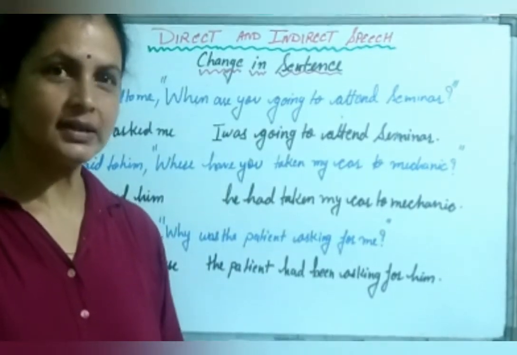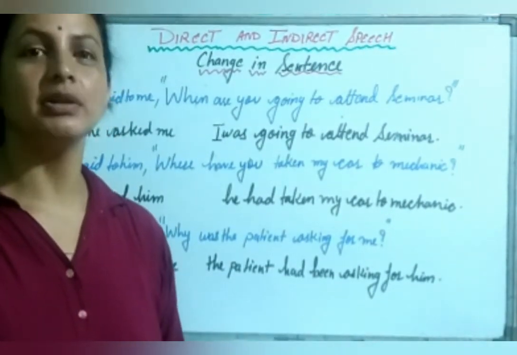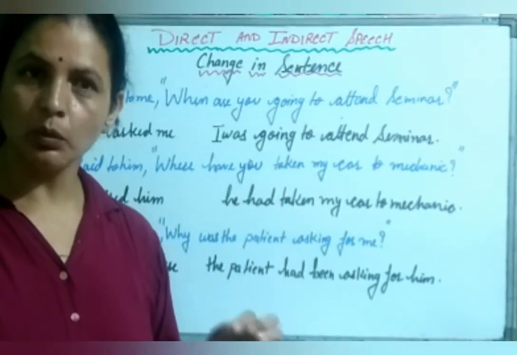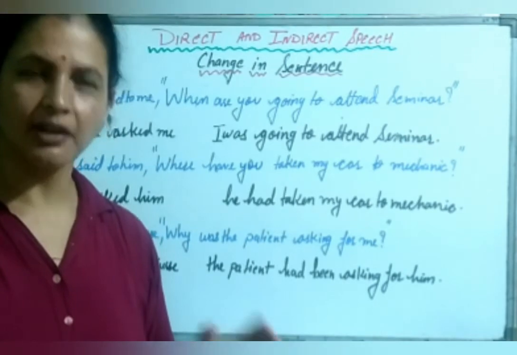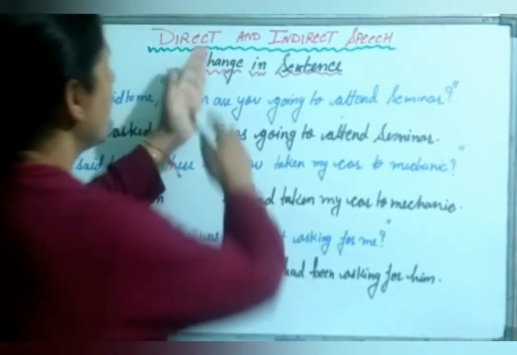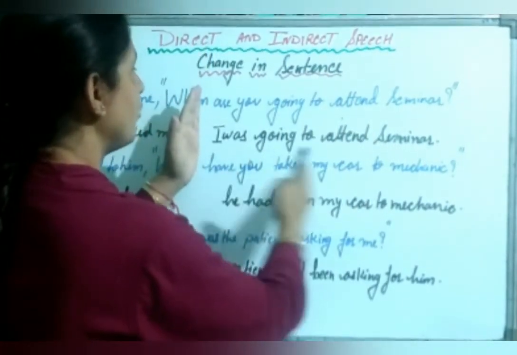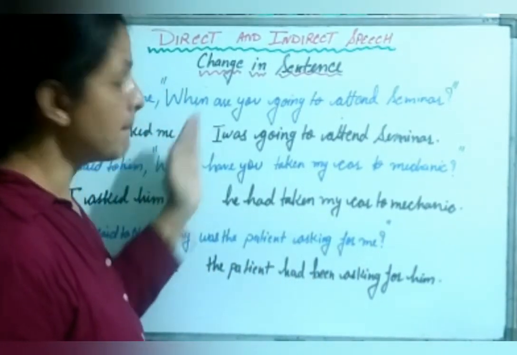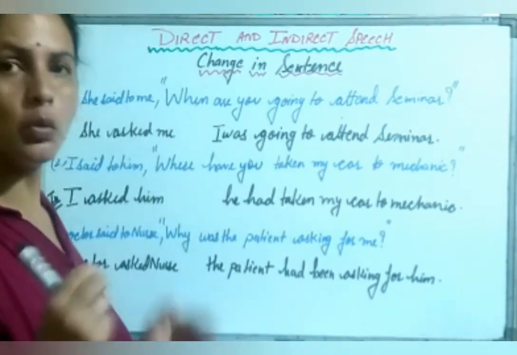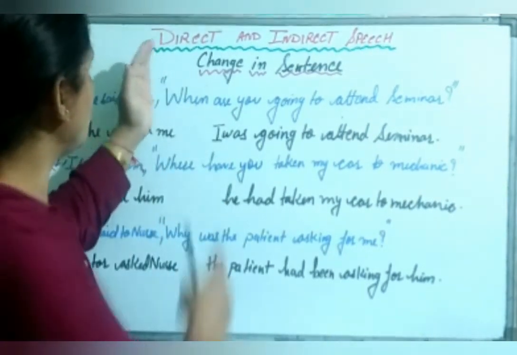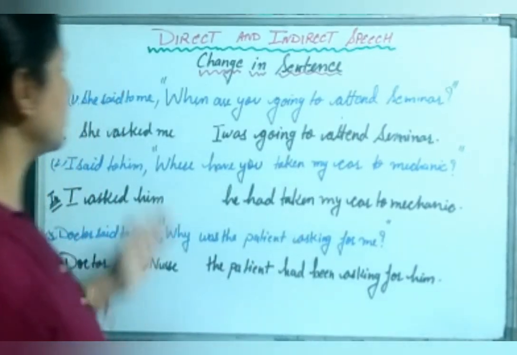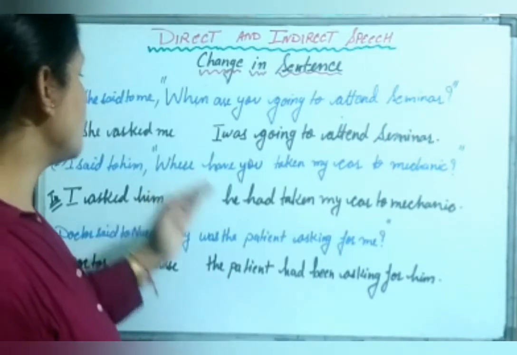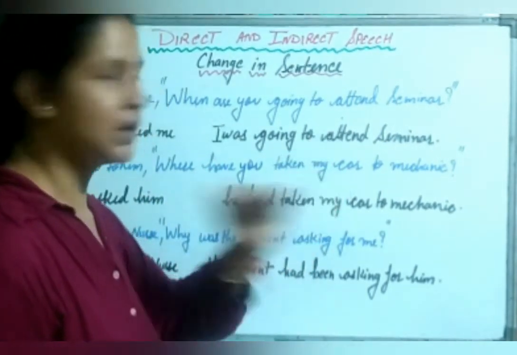We are going to discuss the same examples again but differently. Last time these examples which we discussed were all starting with a helping verb. Like, are you going to attend seminar? Have you taken my car to mechanic? Was the patient asking for me? But now they are starting with question words. Like, when are you going to attend seminar? Where have you taken my car to mechanic? Why was the patient asking for me?